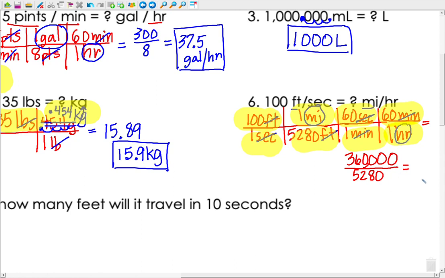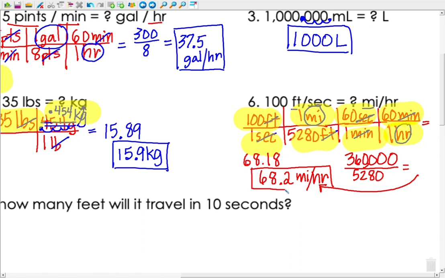Once you divide this, your final answer, I've run out of space. Let me come over here. Should be 68.18. When rounded, will give us 68.2. And it's miles per hour. 68.2 miles per hour.